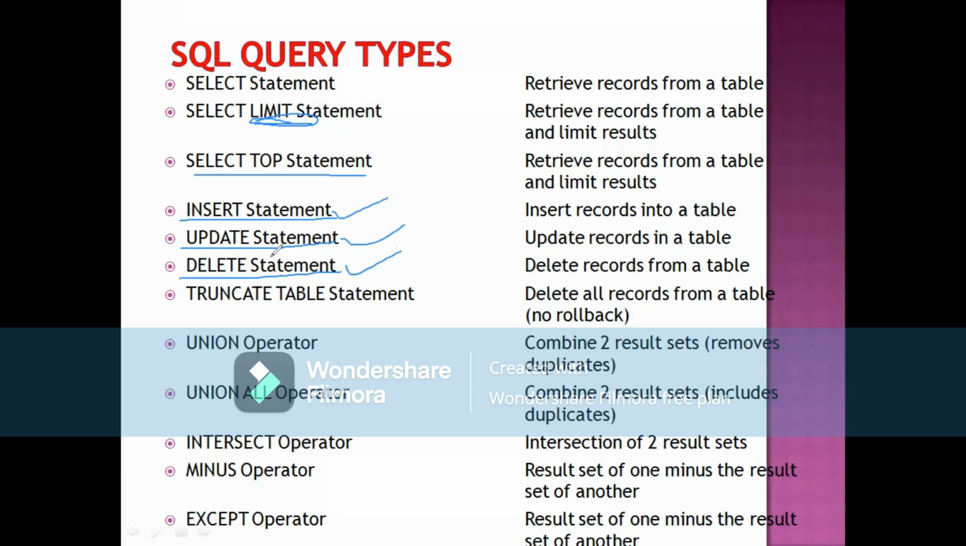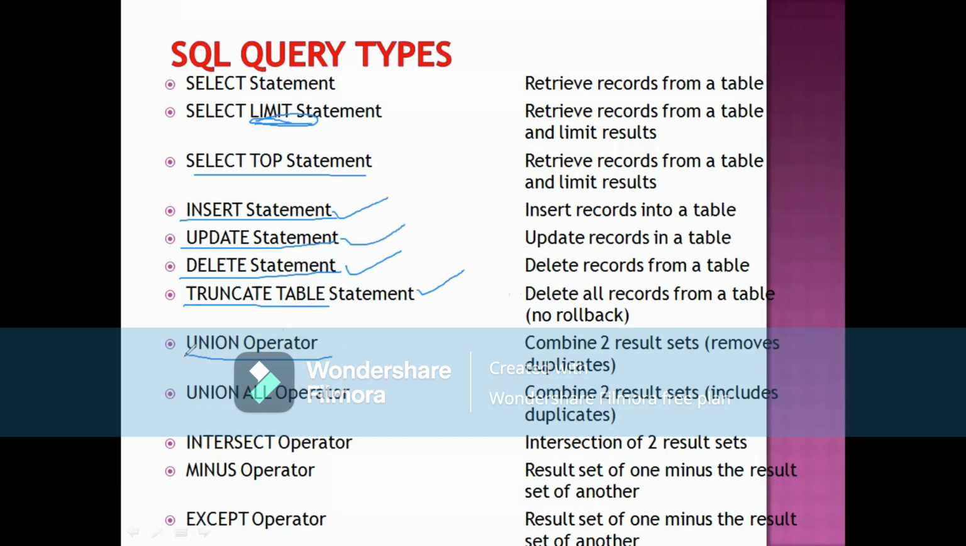Truncate table. The truncate table and delete statement are similar, but when you use truncate table, we can't roll back. Both are used for delete functions only, but we can't roll back by using the truncate table statement. We delete all records from the table, but we cannot roll back by using the truncate table statement.